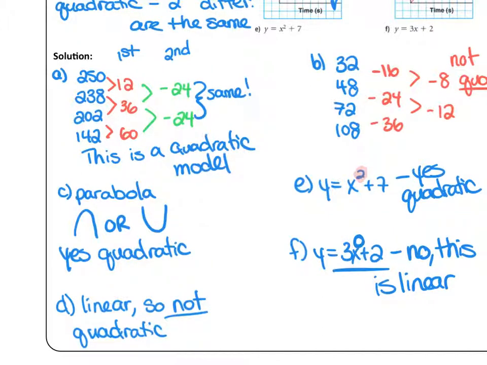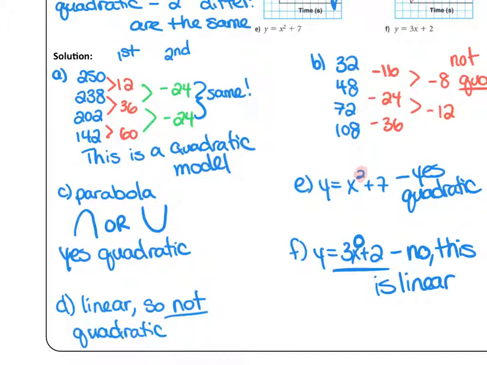And so those are the differences. You can look at a table and find the second differences. You can look at the graph and see if it's got the smile or the frown. And if it doesn't, then it's not a parabola, so it's not quadratic. Or look at the formula.